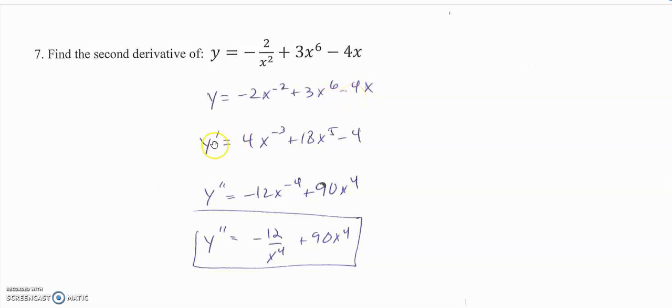Then we take the first derivative, y prime. The derivative of negative 2x to the negative 2 would be 4x to the negative 3. The derivative of 3x to the 6 would be 18x to the 5th. And the derivative of minus 4x would be minus 4.